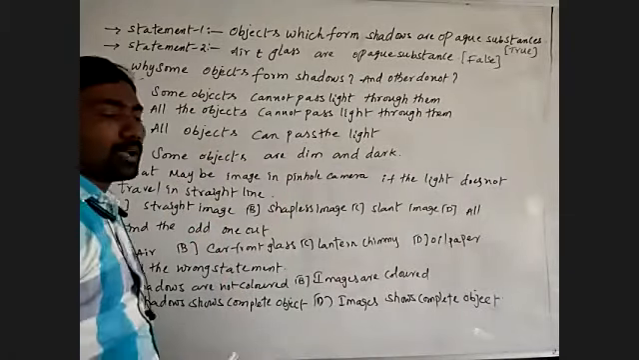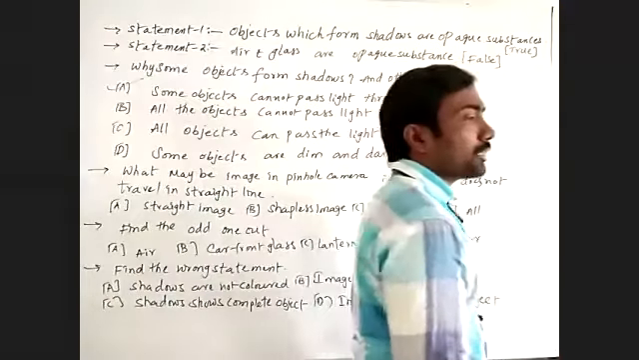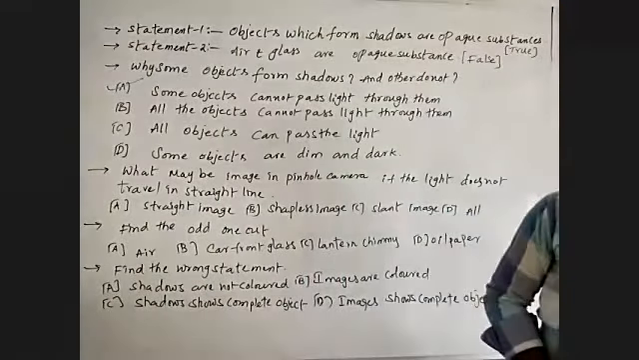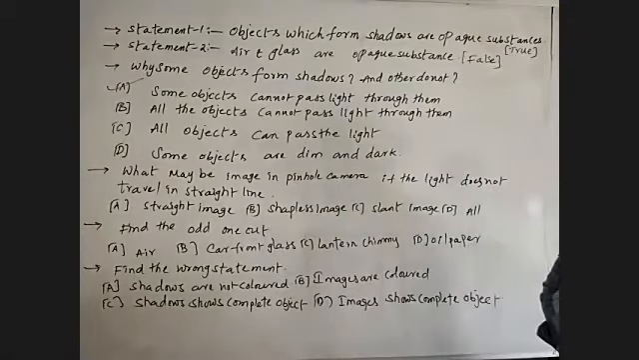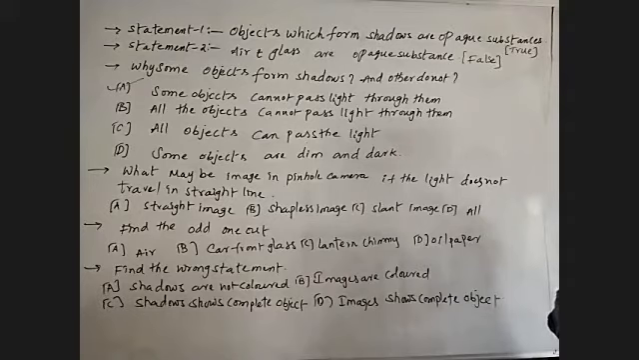Some objects will allow light, some objects will allow partial light through them. Those which allowed complete light through them, we call transparent substances. Those which allowed partial light through them, we call translucent substances.